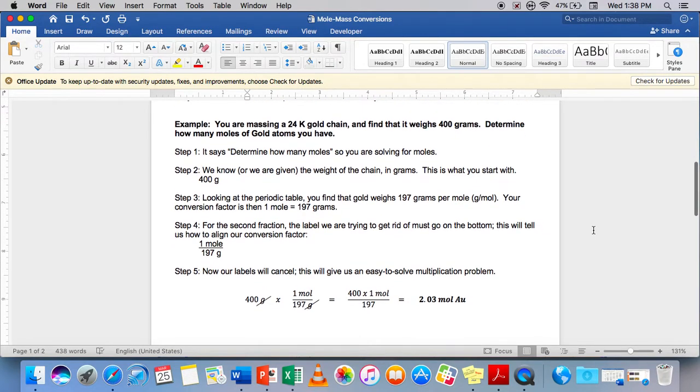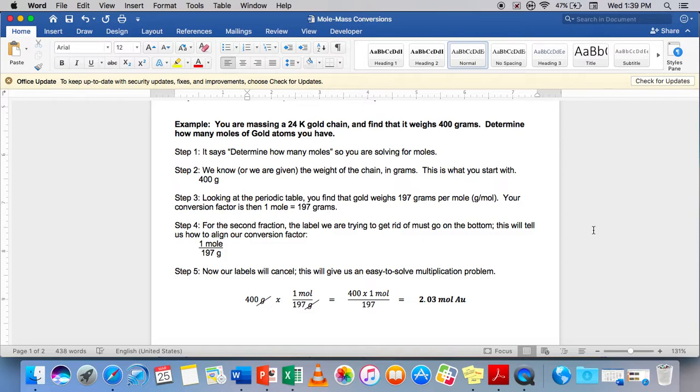So the question says you are massing a 24 karat gold chain and find that it weighs 400 grams. Determine how many moles of gold atoms you have. Okay, so first we got to figure out what are we solving for. Well, it says determine how many moles. So we know we have to get to moles.